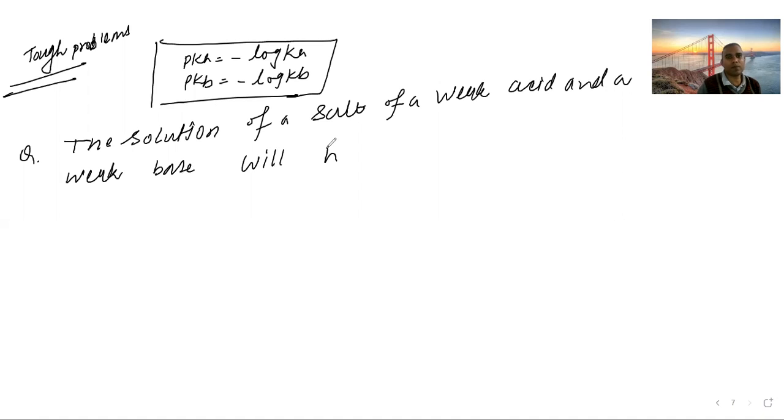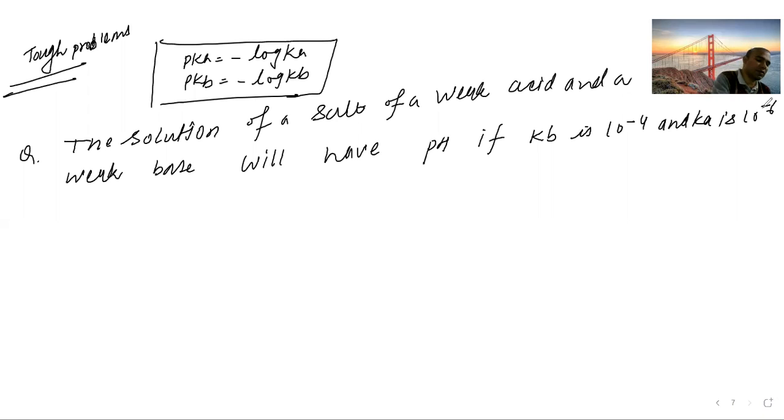This type of problem is asked in the NEET exam. The solution will have what pH? If Kb is 10 power minus 4 and Ka is 10 power minus 6. So this is the question they have given, and at the same time they are giving the options also. The options are 7, 8, 6, 4. This is A, this is B, this is C, this is D.